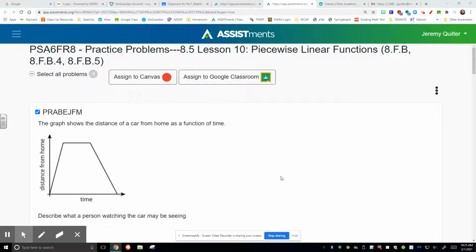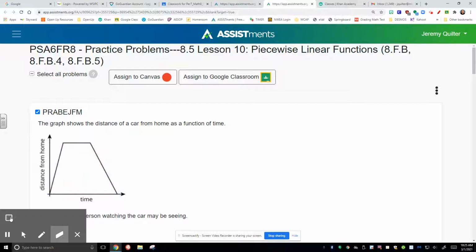It's a little homework help for Unit 5, Lesson 10, piecewise linear functions. Again, remind you that piecewise means that there are several pieces to the function. And in this case, they're all going to be linear. And so this is what we mean by piecewise. Pieces of a function, and it comes in different slopes.